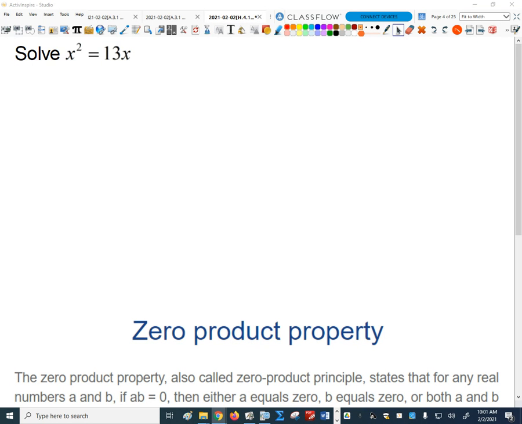Would you move the 13x to the left? Okay, so I could subtract the 13x. Good. Anybody else have any other ideas? Divide by x. Okay, that's what I was hoping to get. Could we divide by x? If I divide both sides by x here, let's just see what happens. x squared equals 13x. Let's go ahead and divide each side by x, canceling one of those x's. That looked pretty easy. I just get x equals 13.